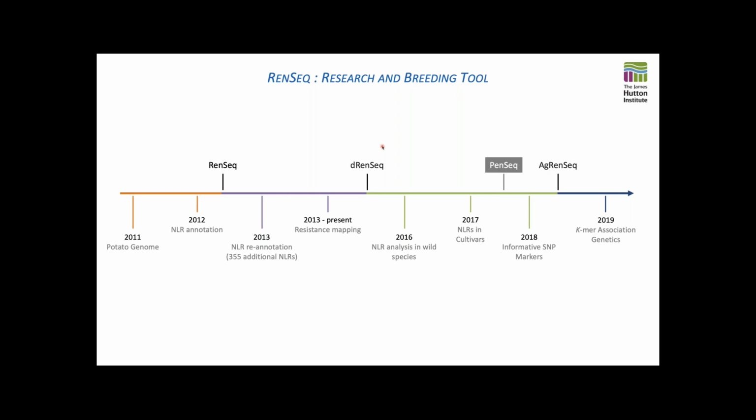We use this, for example, to inform breeders which cultivars they can use in their breeding programs to combine complementary resistances. But we can also develop very informative and highly transferable markers for these resistance genes. And then, as Sanu introduced so beautifully, we're also using association genetics RenSeq, where we use a k-mer based association approach. So I'd like to start off by introducing our D-RenSeq approach and how we're using this to identify new resistances in wild potato accessions.